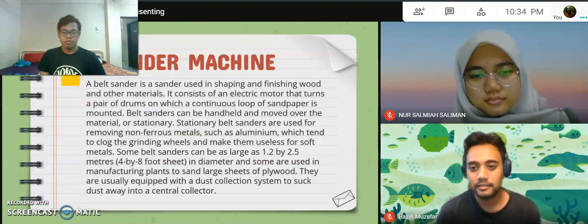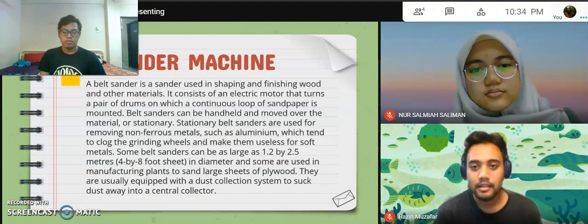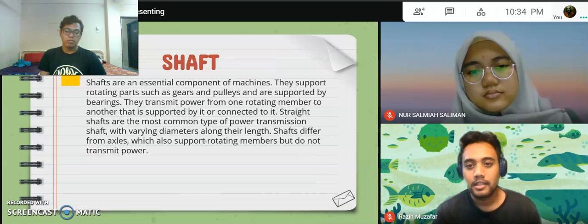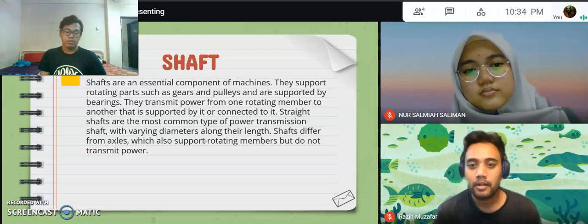Function of the structure. First is a sander machine. A bed sander is a sander used in shaping and finishing wood and other material. Shaft. Shafts are an essential component of a machine. They support rotating parts such as a gear and pulley.